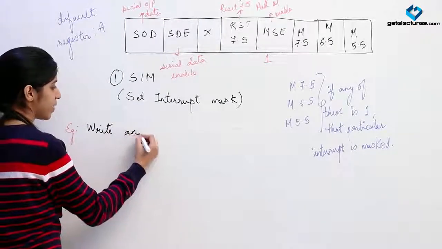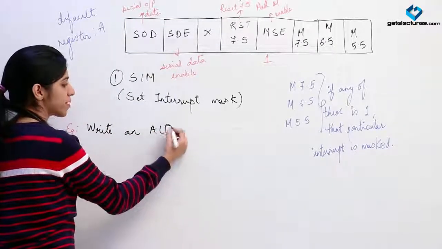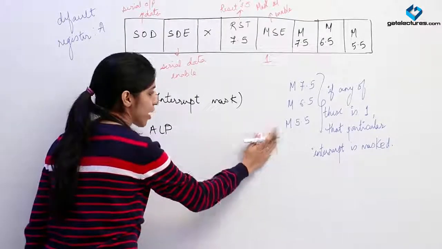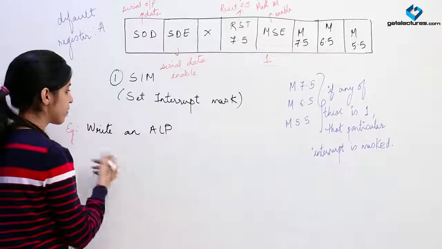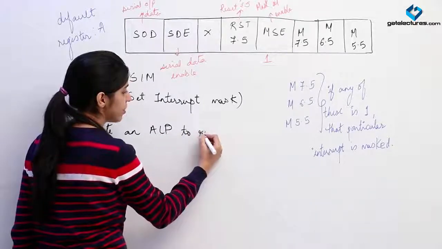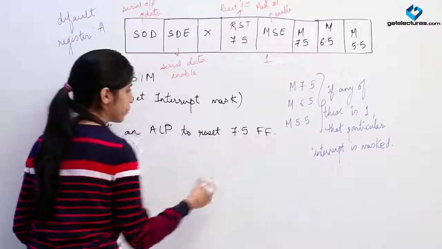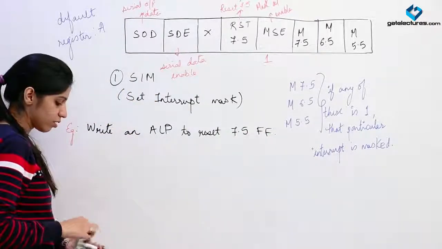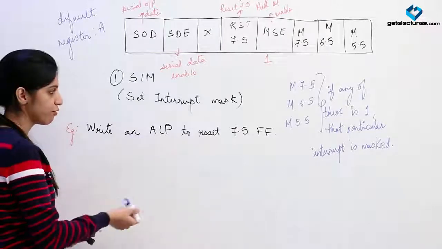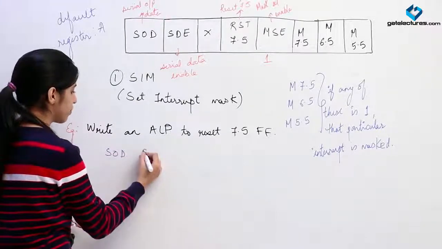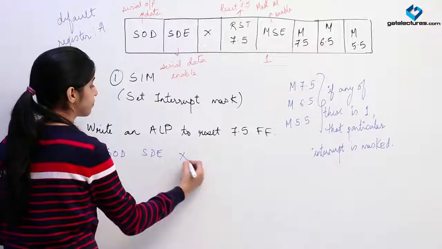Write an ALP. ALP is an assembly language program, which is what you write to make a microprocessor function. Write an ALP to reset the 7.5 flip-flop. You can try this by yourself first, and after that, you can check the answer. I am giving the solution here.